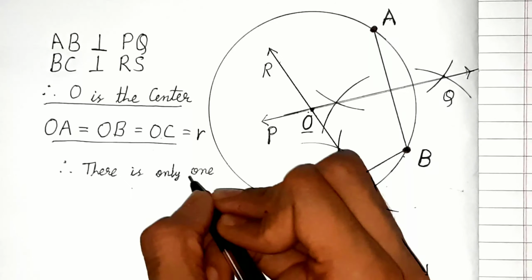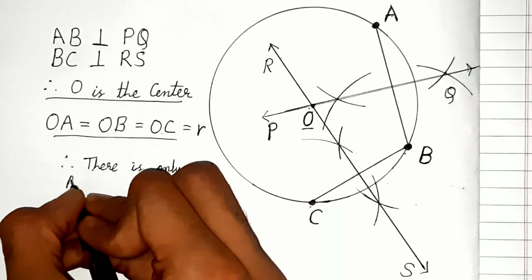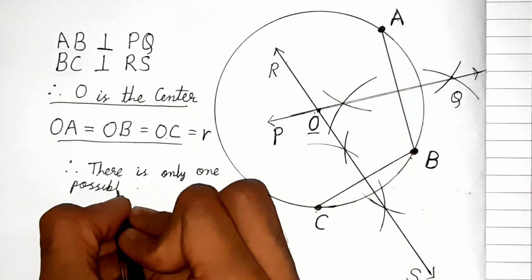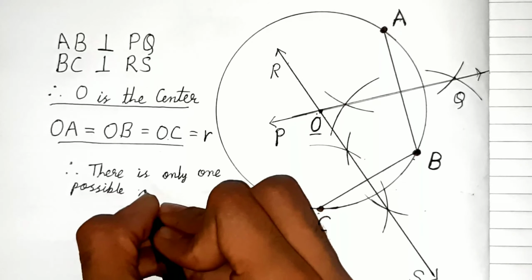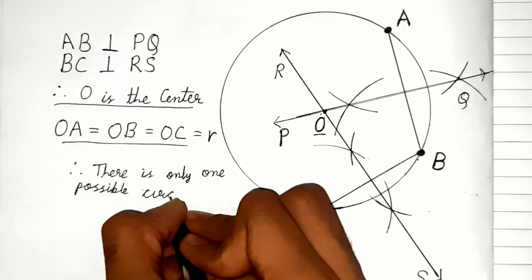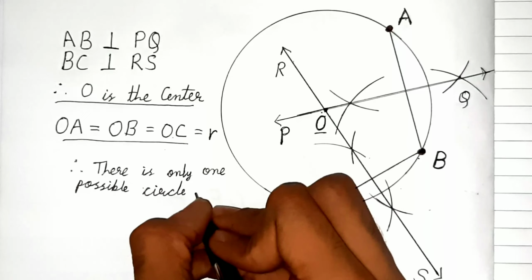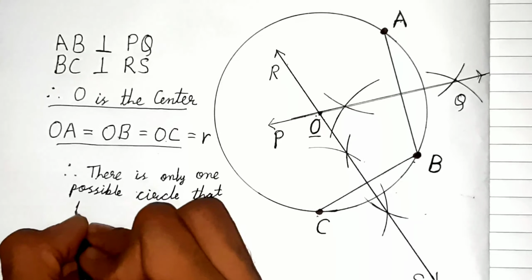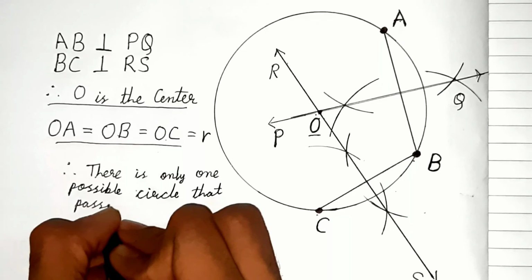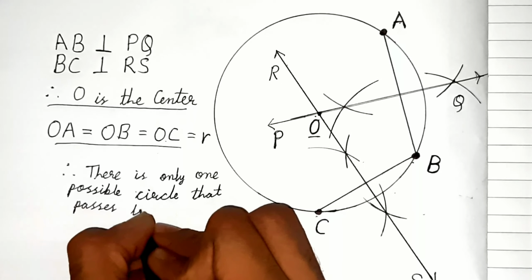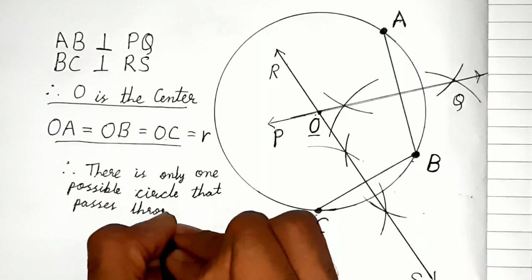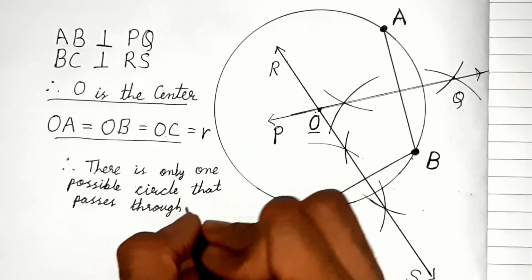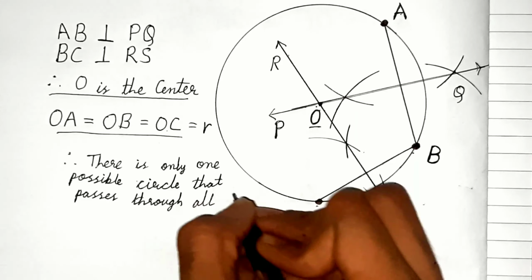Only one. And to prove that, you need to write down that a line intersects with another line at only one point, and that point would be our center. So we cannot get another center, and therefore we cannot draw another circle that passes through all the 3 points. So there is only one possible circle that passes through all 3 points.